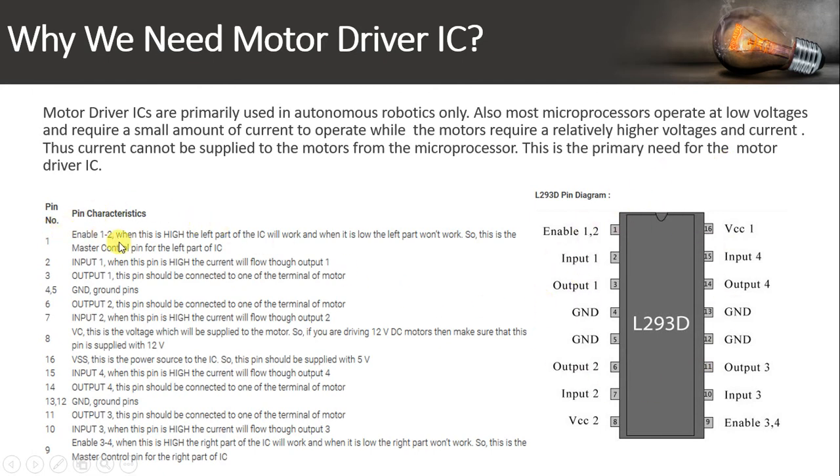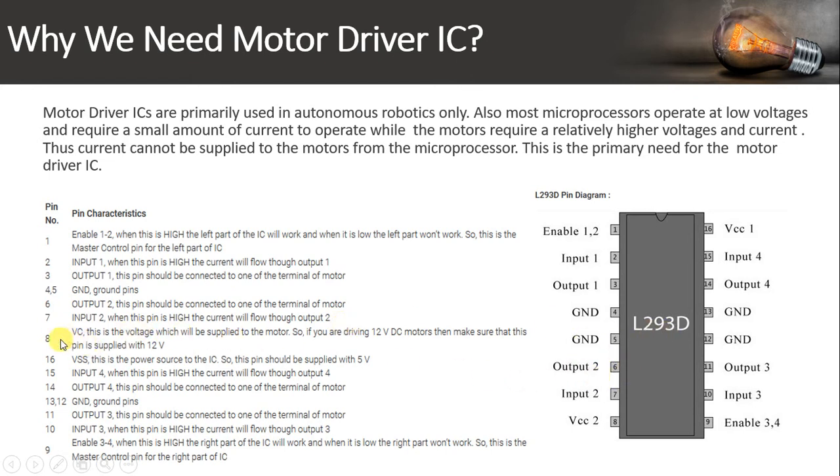So here are the pin characteristics. The enable pins 1 and 2 are connected here at pin number 1. If this is high, the left part will work, otherwise it won't work. Pin number 2 is input 1. When this is high, output 1 is high. Pin number 3 is output 1, where we need to connect the motor. 4 and 5 are the ground pins. 6 is output 2, where we can connect our second motor. Pin 7 is input 2, that is, when this is high, then output 2 will be high.